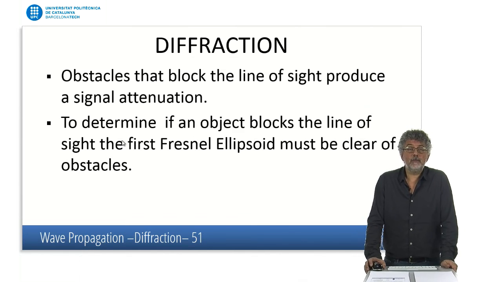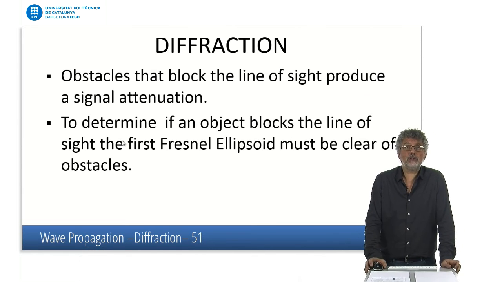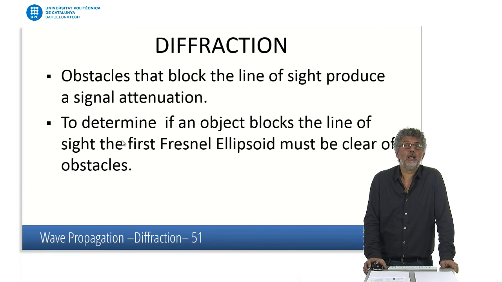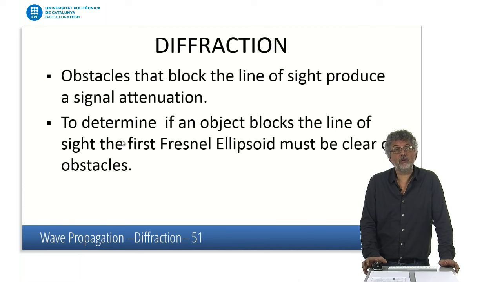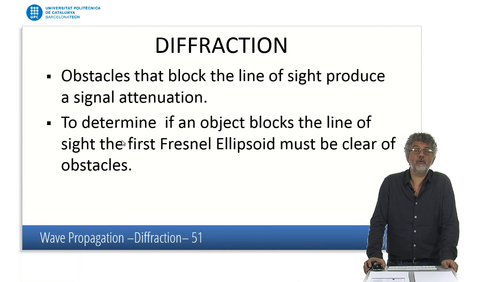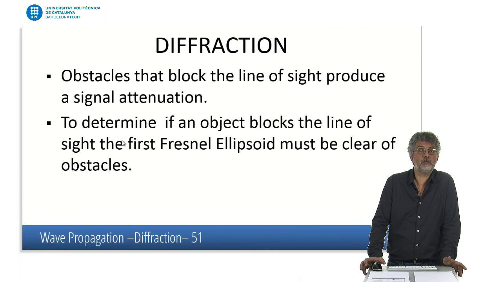So to end this block, just to mention that diffraction is caused by obstacles that block the line of sight between transmitting and receiving antenna that will cause an attenuation. And the second important issue is, well, how we determine if diffraction is occurring, and for that we have to use the first Fresnel ellipsoid. As long as the first Fresnel ellipsoid is clear of obstacles, we can assume free space propagation conditions.